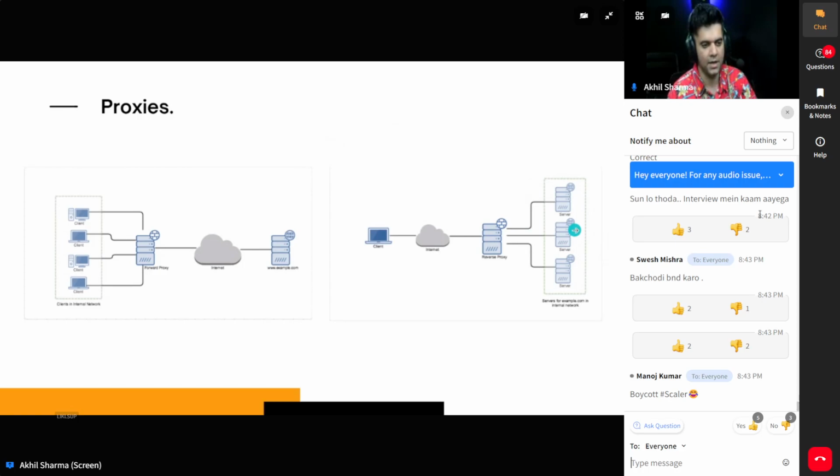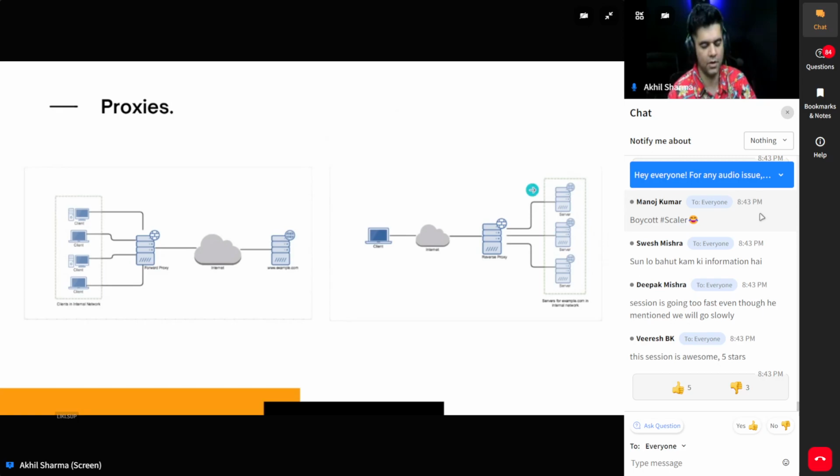If external integrated systems come to know the location or the IP addresses of your servers, they are going to attack them and get your systems to go down or steal all the information. You don't want that. So this is why you use proxies.